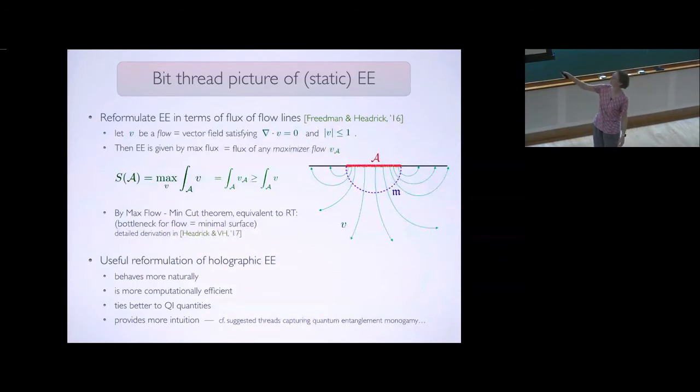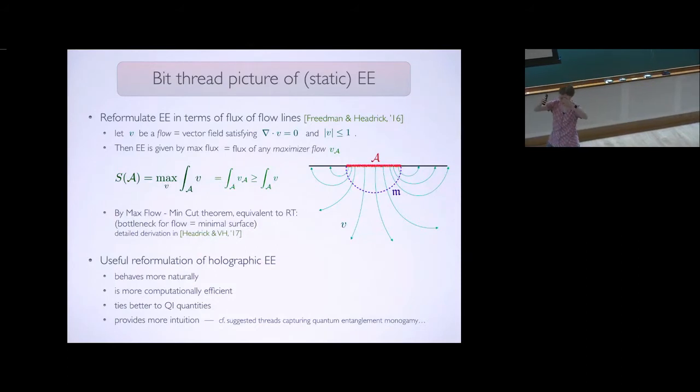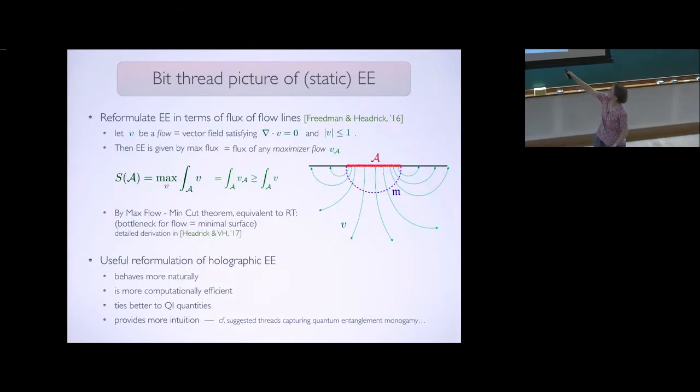So for example, if you look at how the minimal surface varies as you vary the region's size or shape, it can actually jump discontinuously in the bulk, whereas the flow itself can behave continuously. It's just the bottleneck that would jump.